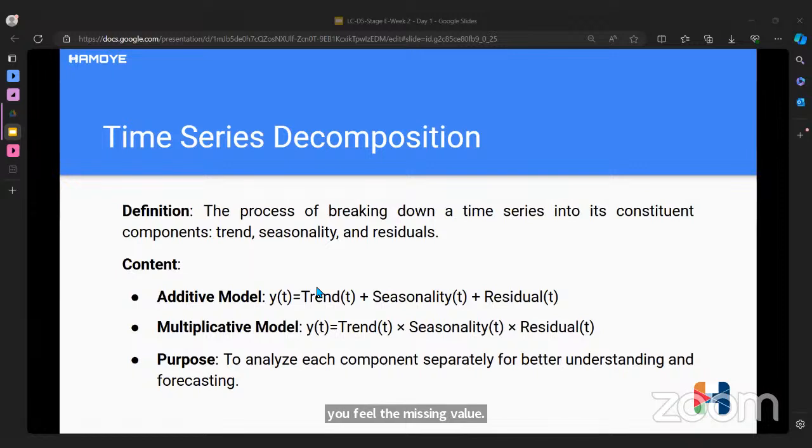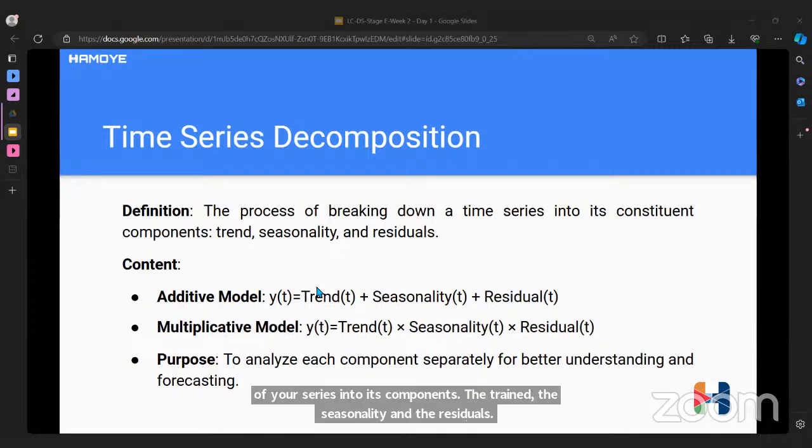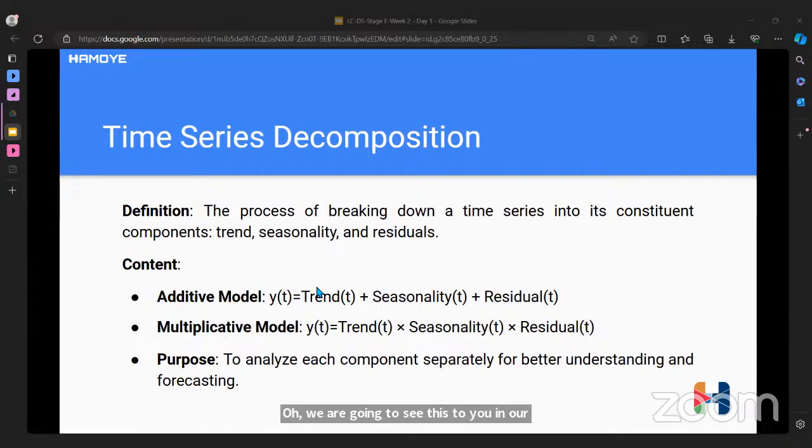We have time series decomposition. This is the breakdown of your series into its components: the trend, the seasonality, and the residuals. We are going to see this too in our project. Then we have the additive model, which assumes that the data is the sum of these components.